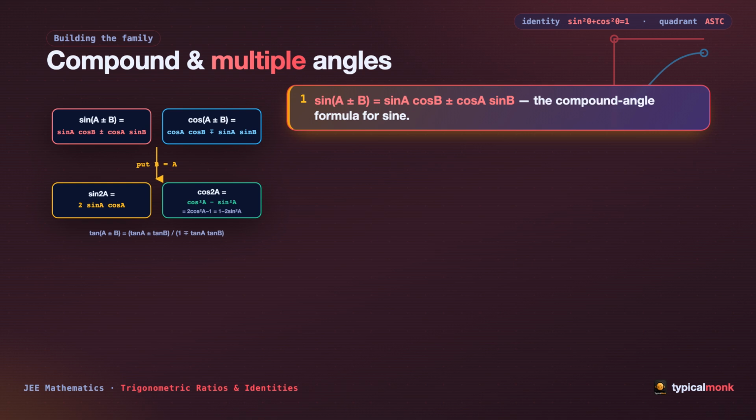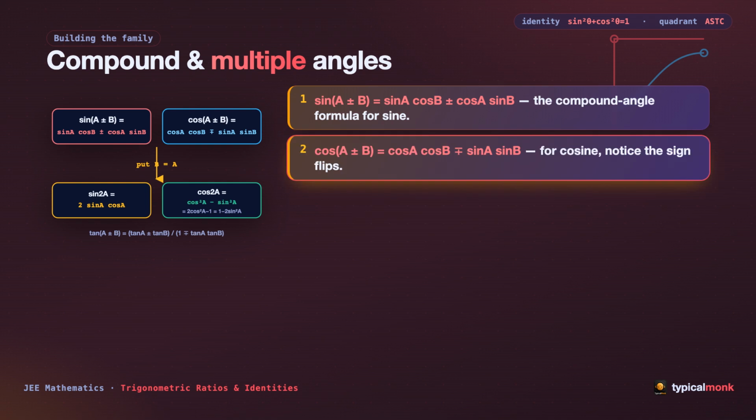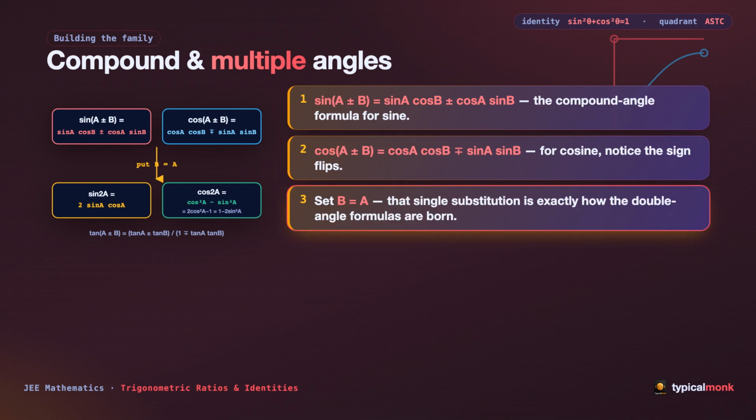First, the compound angle formula for sine. Sine of a plus or minus b equals sine a cosine b, plus or minus cosine a sine b. Second, the compound angle formula for cosine. Cosine of a plus or minus b equals cosine a cosine b, minus or plus sine a sine b. Notice how the sign flips compared with sine.